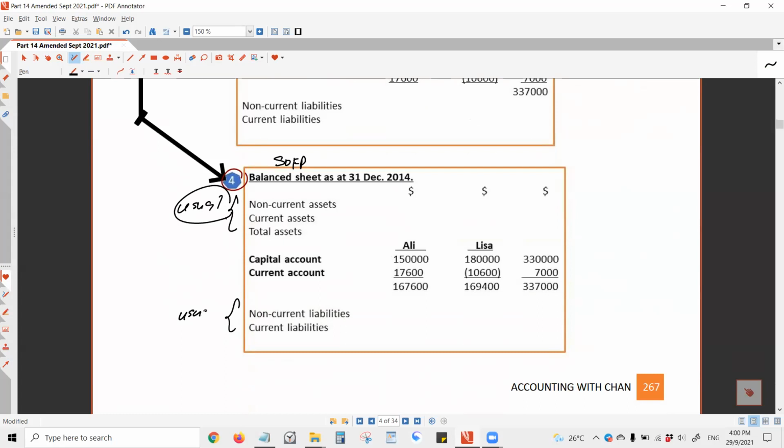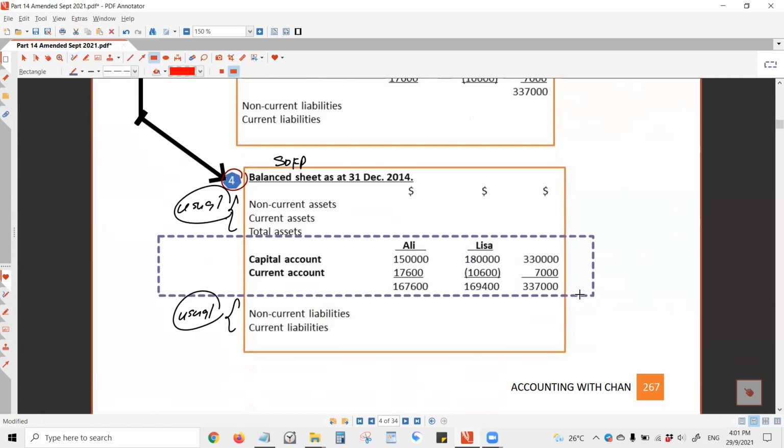Liability section, just prepare them the usual way also. I'm not going to talk about how you present NCA, CA, NCL, and CL. The only difference is this part. Just like the company SOFP, you have equity, right? Equity, ordinary share, general reserve, then retained earnings. And for partnership, the difference is also this section. As you can see, it is split into two sections, capital and current account. Then you have the partners column.